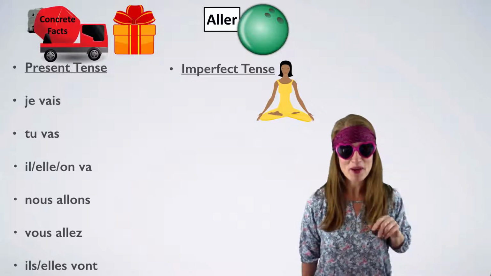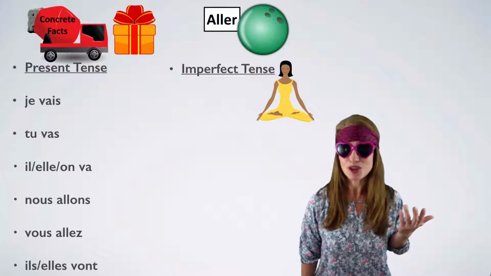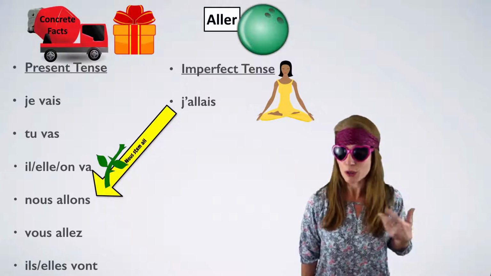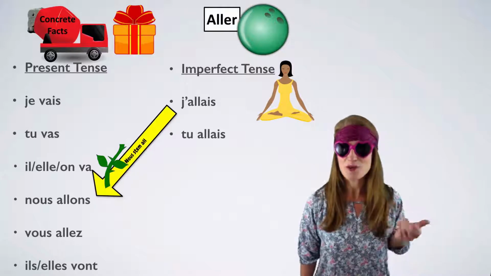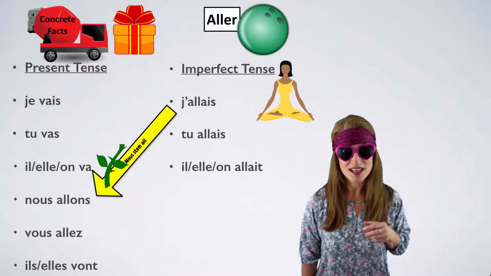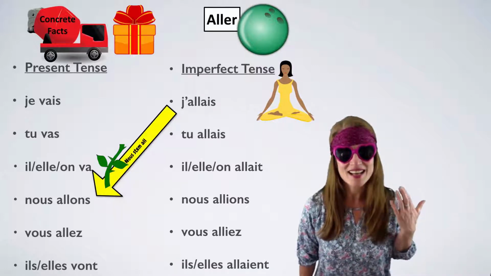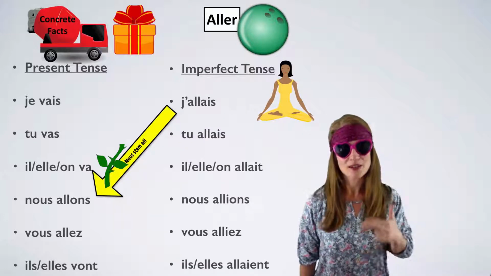But for the imperfect tense, we still use the nous conjugation. J'allais, I used to go, I was going. Tu allais, il, elle, on allait. Nous allions, vous alliez, ils, elles allaient. First three and the last one sound the same.